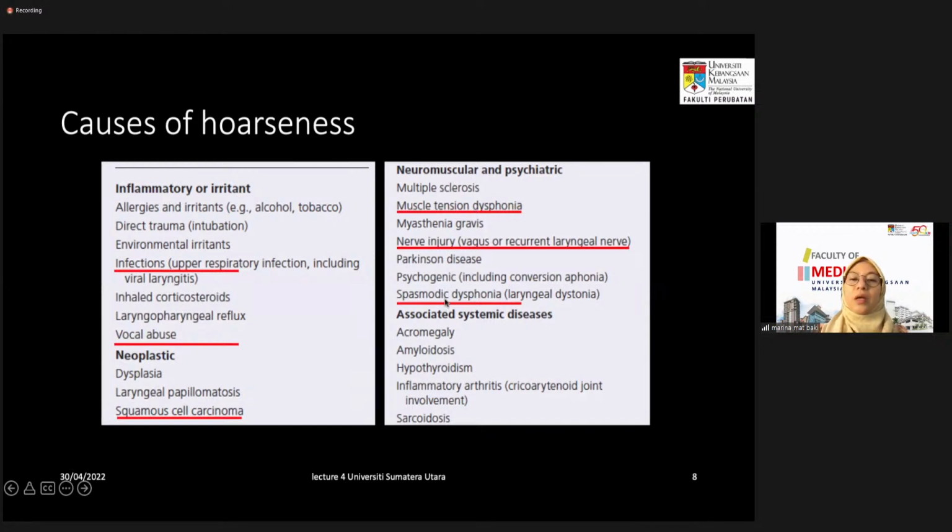Primary muscle tension dysphonia is not classified under neuromuscular. Muscle tension dysphonia is classified under functional voice disorder. We're going to discuss a little bit more after this. Psychogenic is not under neuromuscular. It is more of a functional voice disorder. There's nothing wrong with the neurological function in voice production. However, spasmodic dysphonia, Parkinson disease, nerve injury, and myasthenia gravis are classified under neurological or neuromuscular disorder. Whereas muscle tension dysphonia and psychogenic are classified under psychiatric or functional, or some people call it psychogenic voice disorder.